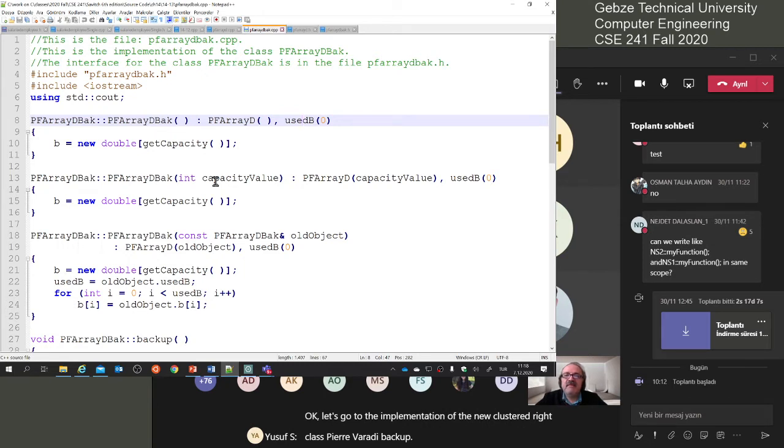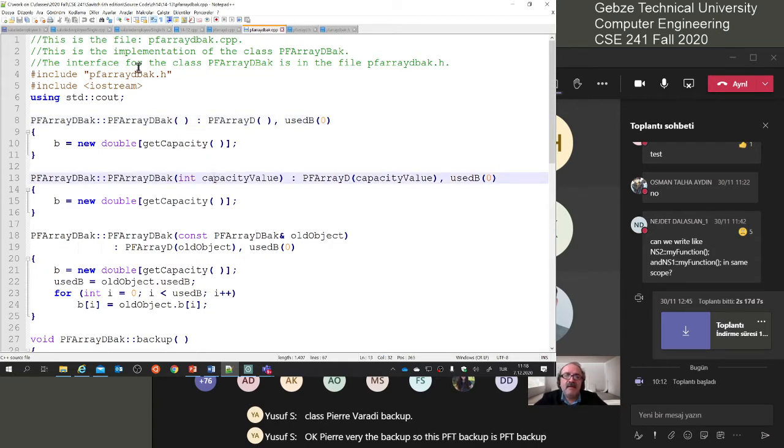Okay, the pfarray.d backup constructor, the no-parameter constructor. Since it doesn't take parameters, it just calls the base class's no-parameter constructor. But it does something here. It says that for B, I will get some new dynamic space.